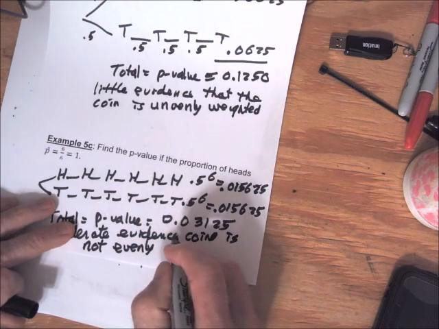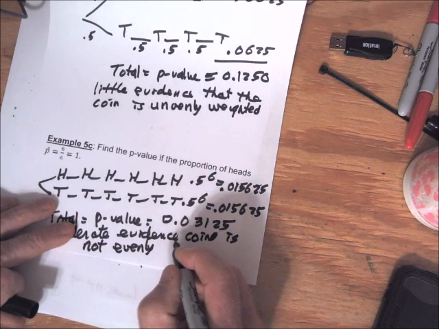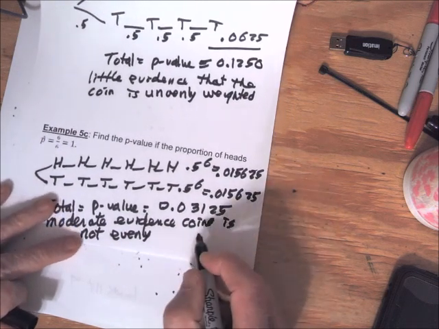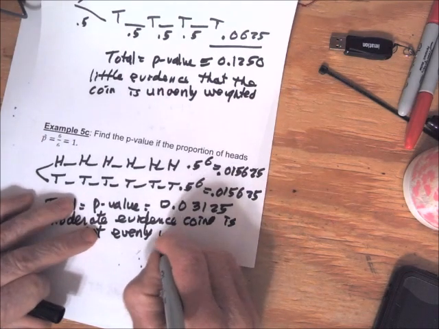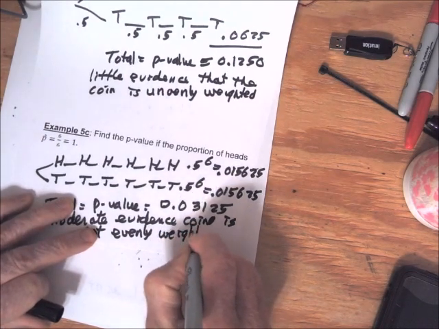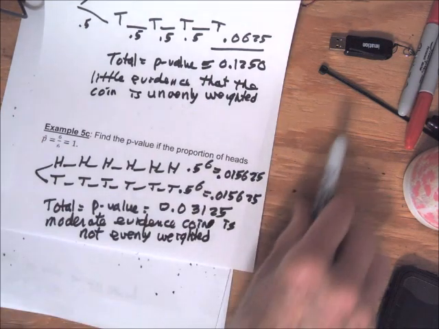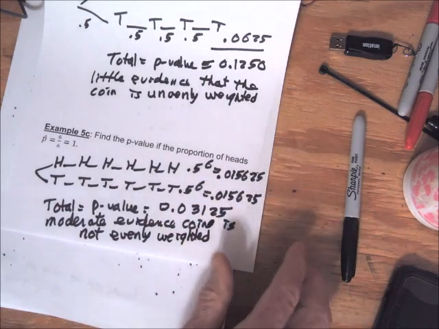When we start getting six heads in a row, then it starts to look like, well, maybe the coin is not evenly weighted. 4 heads in a row is not so unusual. Okay, so that concludes this presentation.